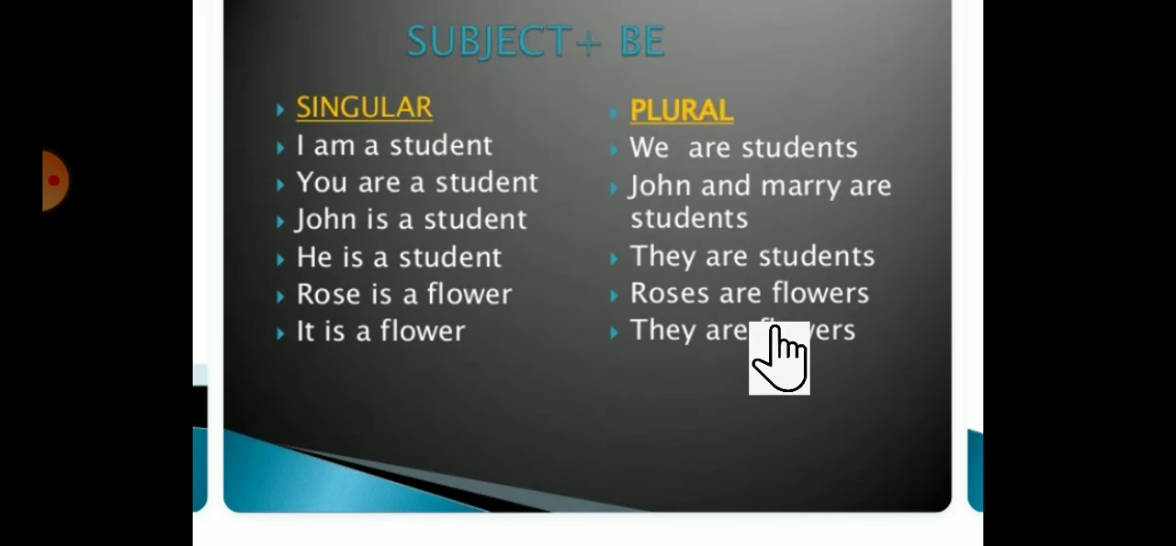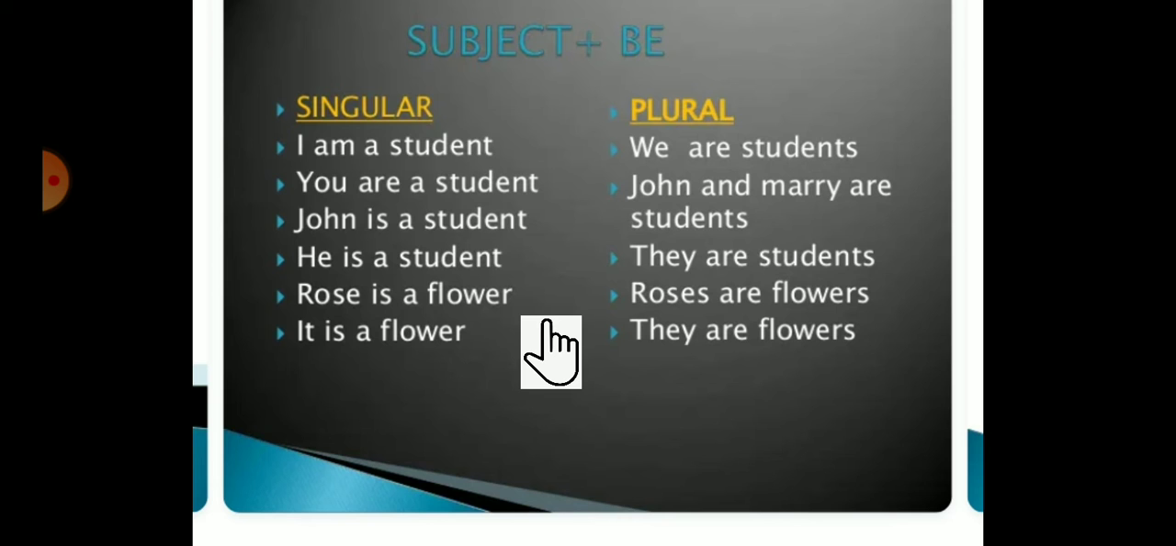Here "are" plays one of the important roles as a main verb or an auxiliary verb, which is "be". So here we have discussed subject plus "be" in the form of singular and plural. So student, write it down in your grammar notebook for reference purposes, all right, by pausing the video.